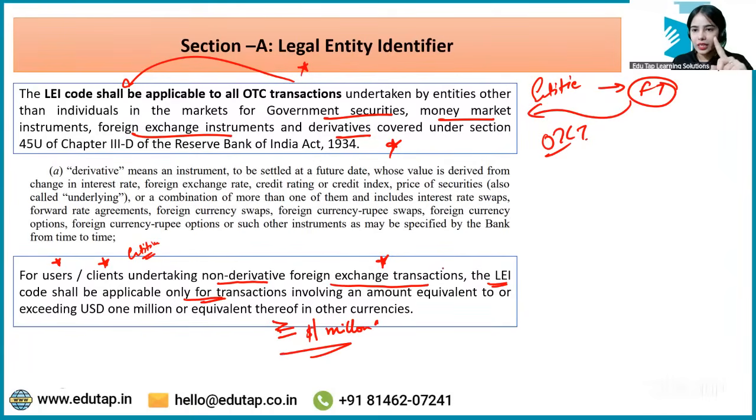So for all the other transactions, for all the OTC transactions, the LEI code has to be given. But for non-derivative foreign exchange transactions, the LEI code shall be applicable only for such transactions that are equal to or more than $1 million. Okay?